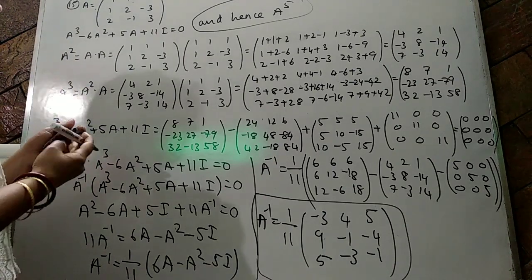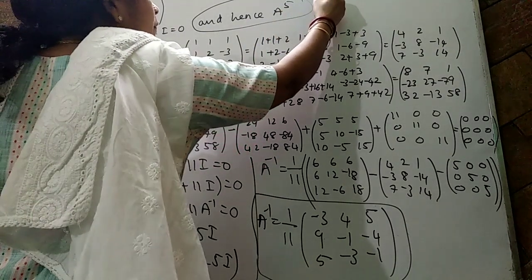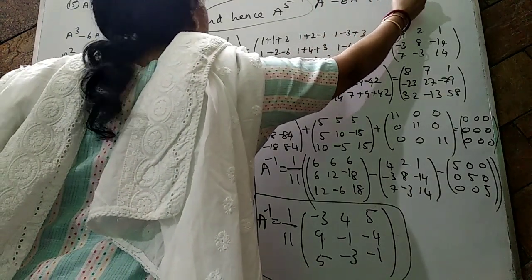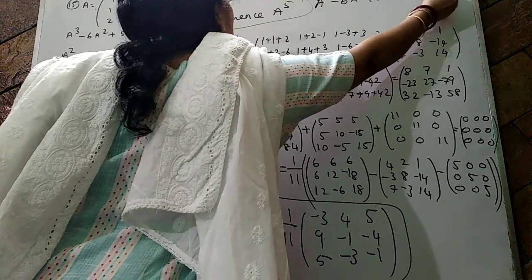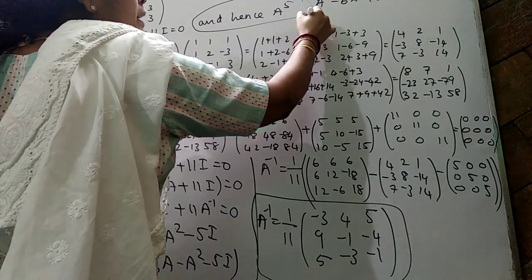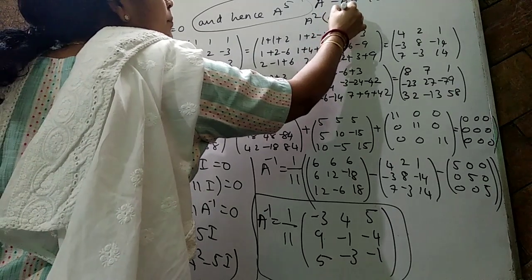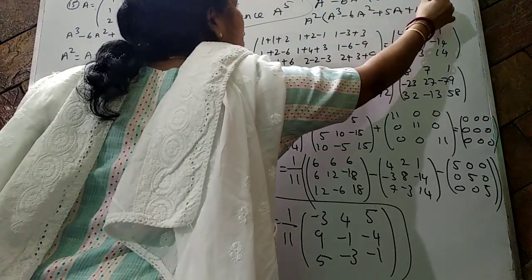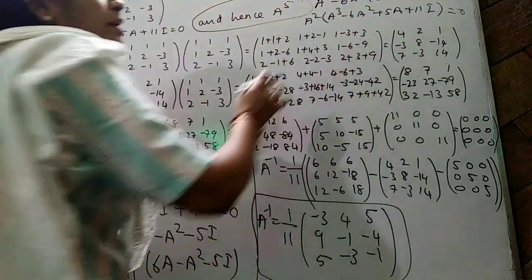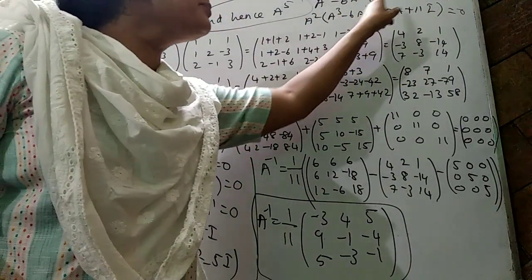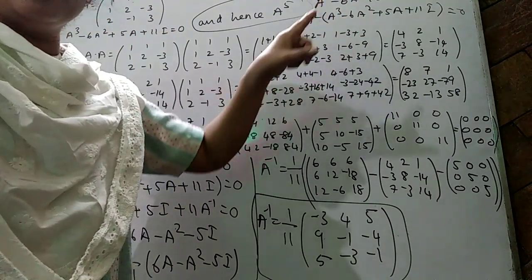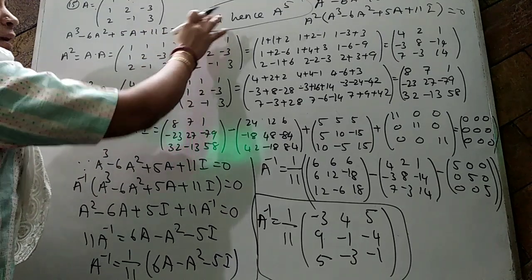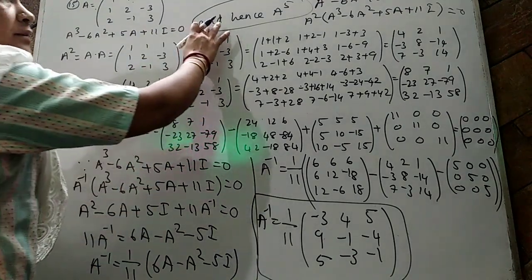Now here see, how can you find A power 5? Already we have A cube minus 6A square plus 5A plus 11I equal to null matrix, as we have proved. Then multiply by A square throughout, that is A cube minus 6A square, then plus 5A and then plus 11I equal to 0. Then open this, you will get A power 5. Take the rest of the terms to that side, directly you will get A power 5. So they can ask 2 questions: and hence find A inverse, otherwise and hence find A power 5.